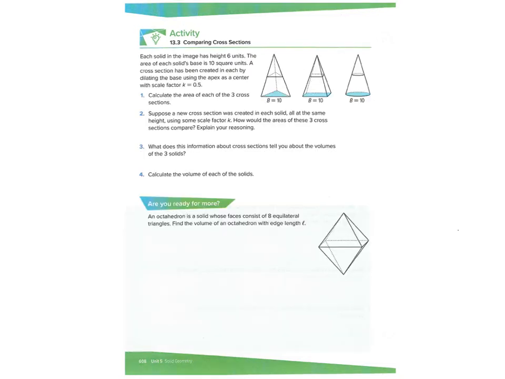Okay, so taking a look at page 608, please. Let's take a look at activity 13.3, comparing our cross sections. So it says each solid in the image has a height of 6. So I know that all of these have the same height. It says the base area for each solid is 10 square units. So let's look at this blue base. I have a triangular base, its area is 10. In my rectangular pyramid, its area is 10, and in my cone, the area is 10.